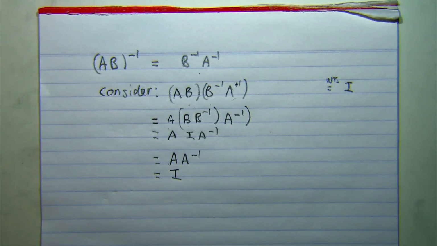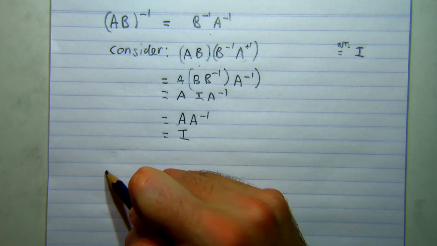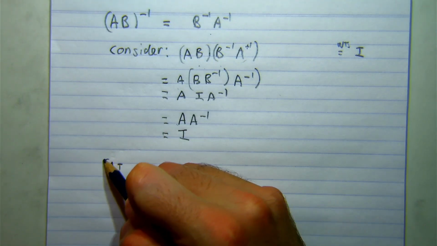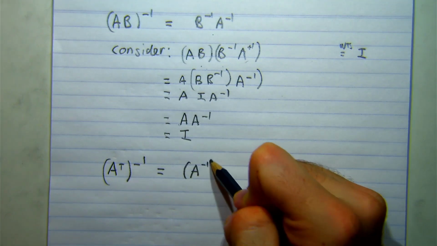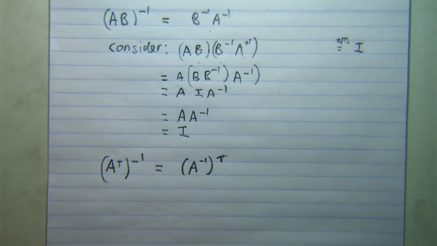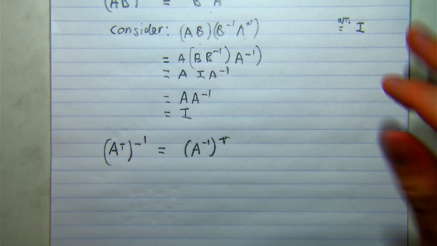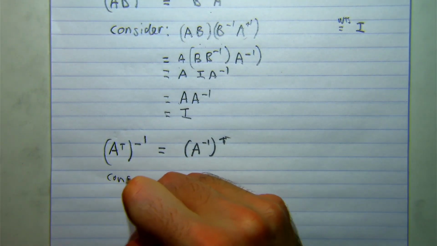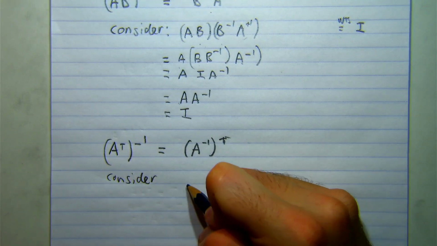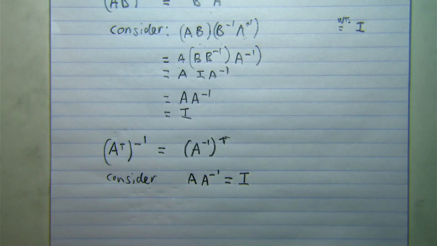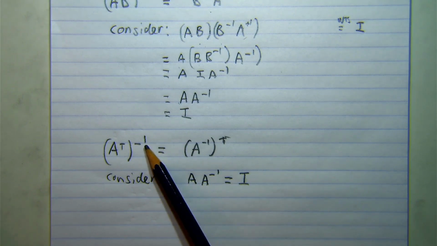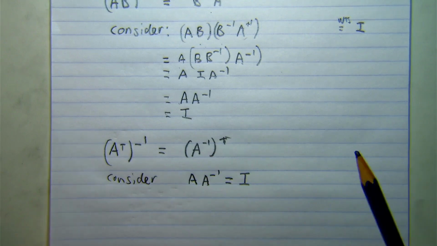Easy. Okay, the other one that I will derive here is showing that the inverse of the transpose is equal to the transpose of the inverse. So let's derive this one together as well. Okay, so to do this, let's first start with this. So we've got A multiplied by A inverse is equal to I, and we're trying to show that the inverse of the transpose is equal to the transpose of the inverse.